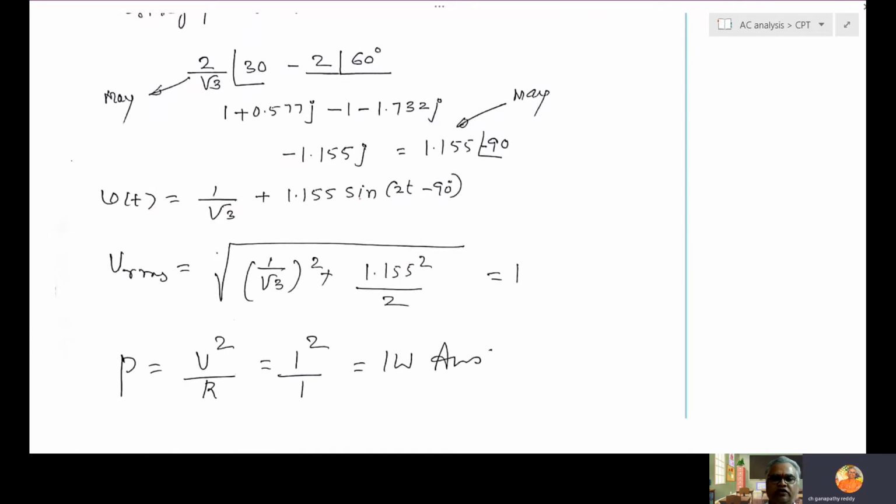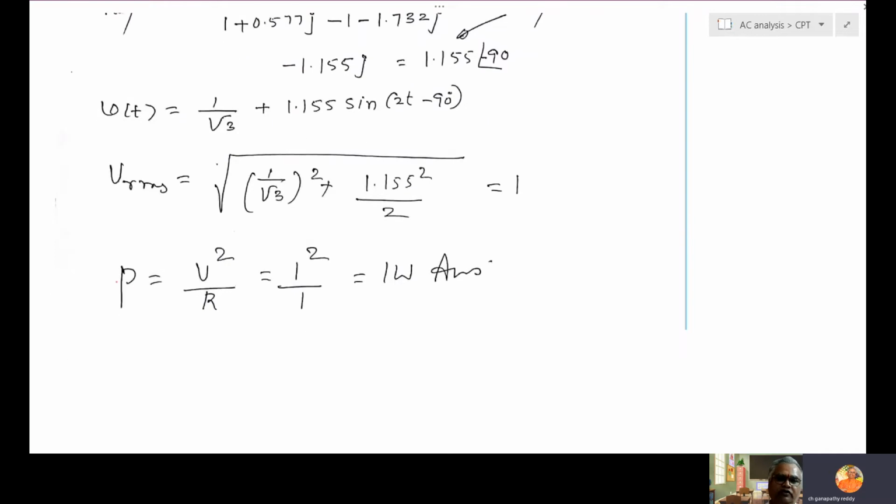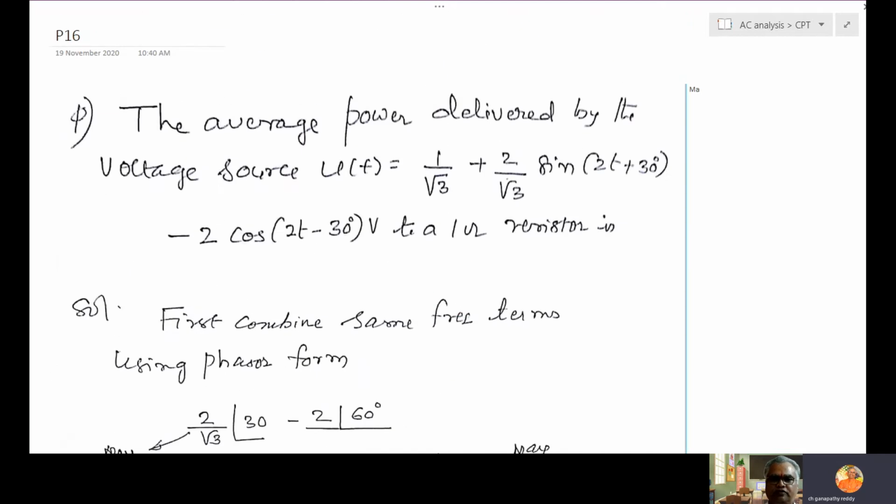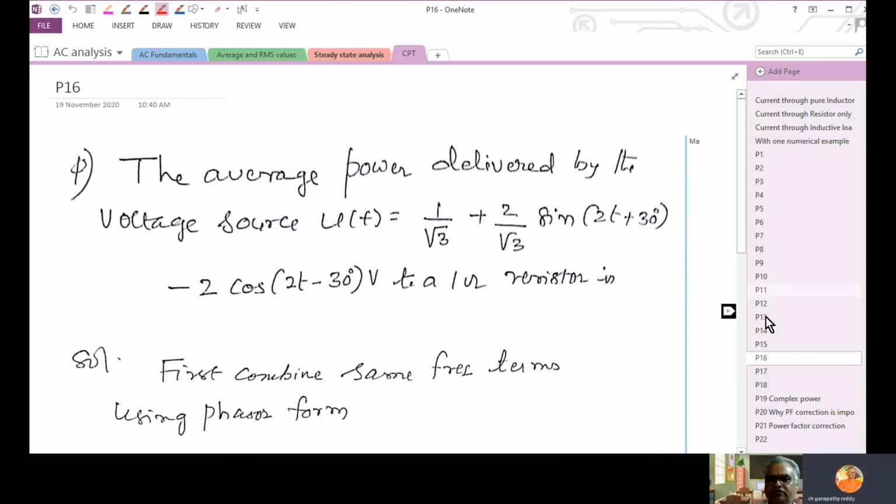Now two terms having different frequencies come under the different frequency category. So VRMS equals root of 1 by root 3 square plus 1.155 square by 2. Simplify, you are getting 1. Now we want to find the power, V square by R, substitute, 1 watt. So in this problem, how to find RMS is the only important concept. Rest of the things is simple.